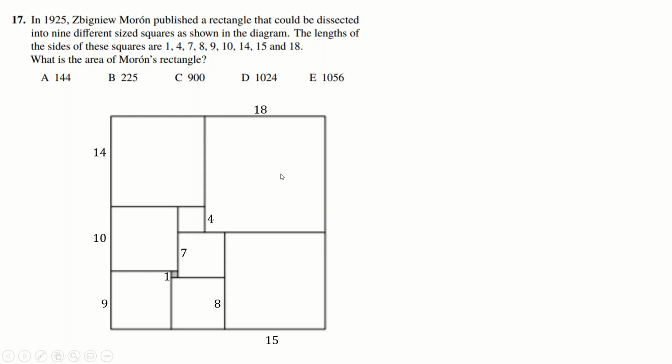What's the area of the entire rectangle? Well, we just need to know the dimensions. So its height is 14 plus 10 plus 9, which is 33. And its width is 18 plus 14, which is 32. 33 times 32 takes a bit of work, but is 1056. Good.